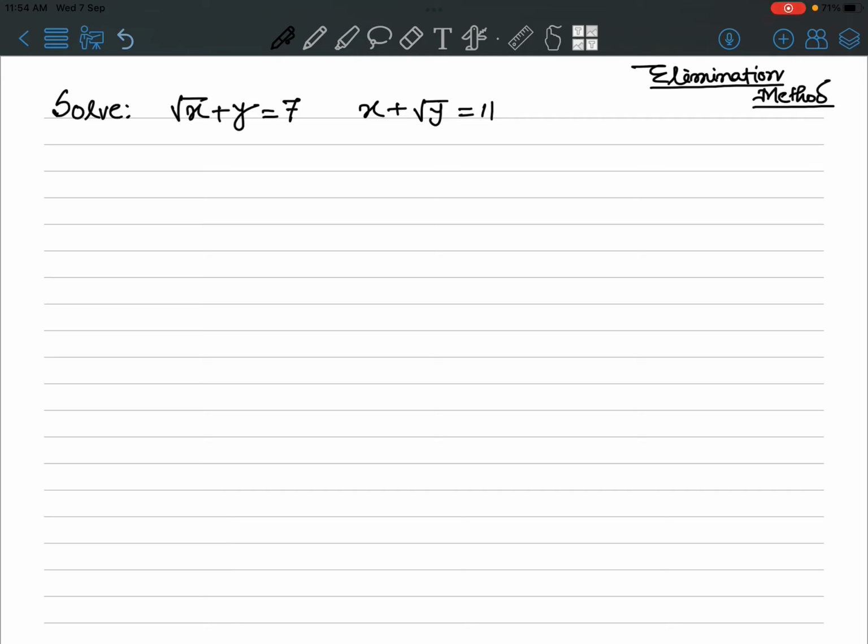Now to solve these equations, we will use two methods: the elimination method first, and next the substitution method. So let's start with the elimination method. What are the equations given? The first equation is root over x plus y equals 7. Let's give it a number, that is 1. The second equation is x plus root over y equals 11. Now it is number 2.